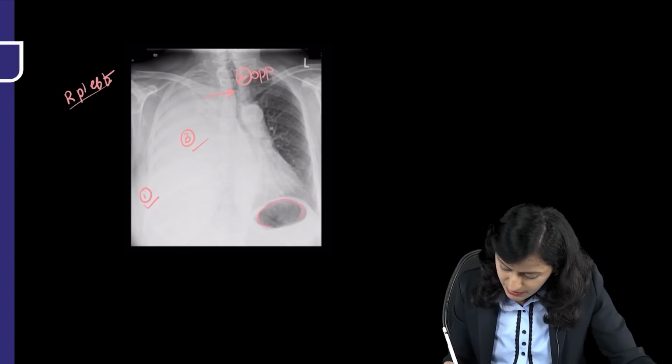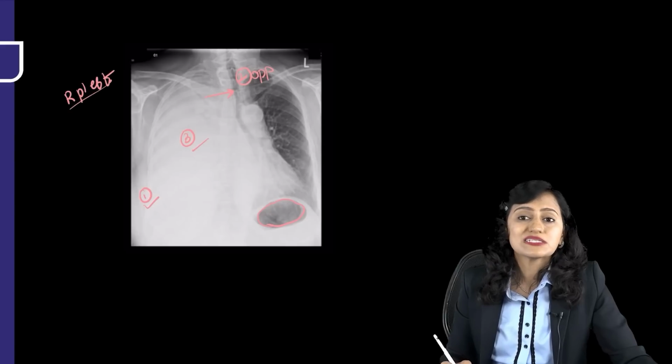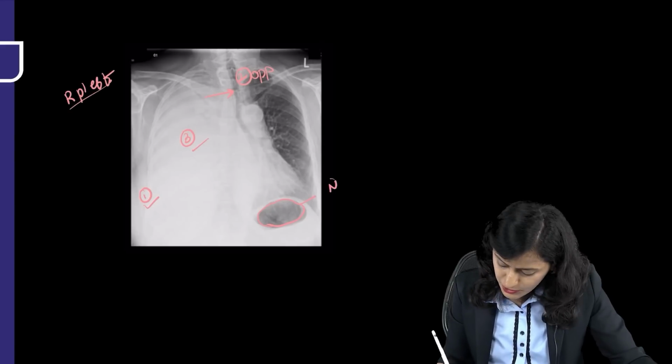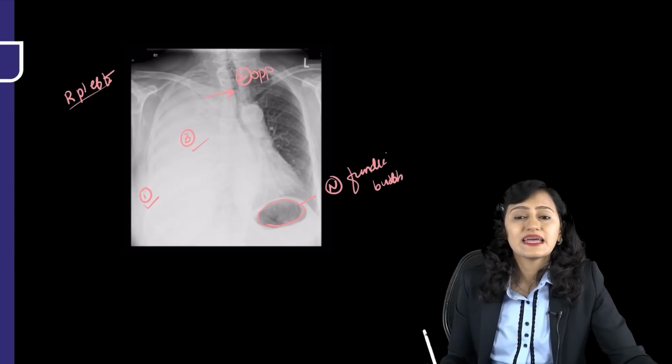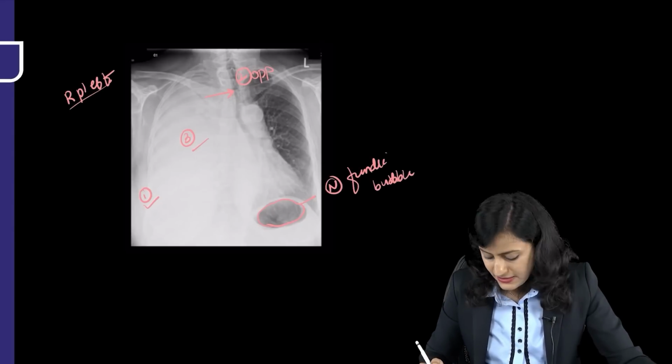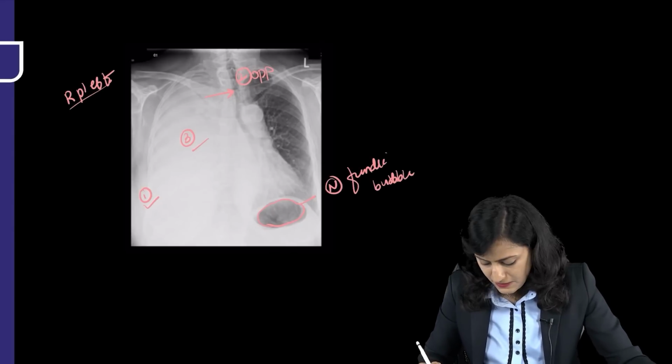Just to add on, this is not pneumoperitoneum. This is the normal fundic bubble that we are seeing. The gas, the air in the fundus of the stomach, that is the normal fundic bubble that we are seeing on the left side.